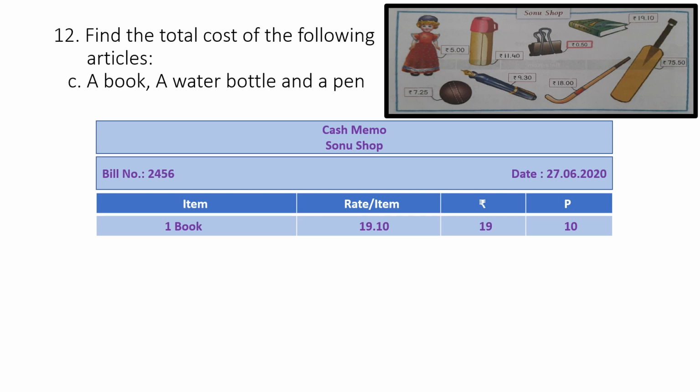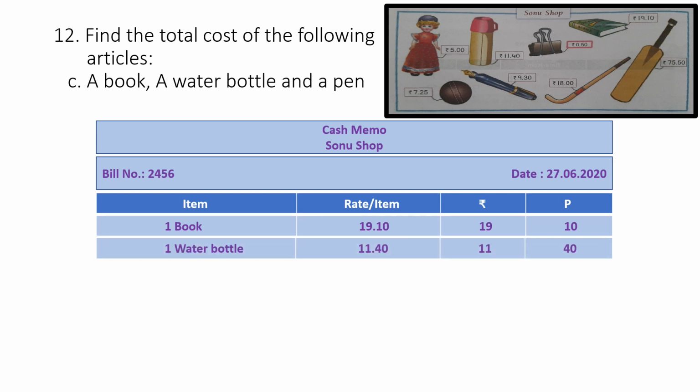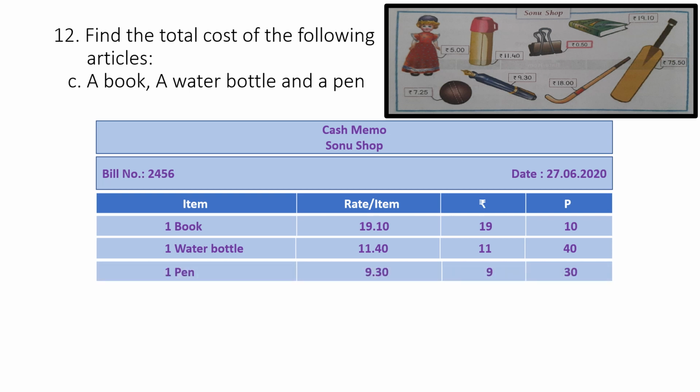And then you multiply 19 rupees 10 paisa by 1 to get 19 rupees 10 paisa. Then the second item is one water bottle. Again, the cost of it is 11 rupees 40 paisa. If I do the calculation, I get the final answer as rupees 11 and 40 paisa. Then one pen was purchased, which costs 9 rupees 30 paisa, and I multiply it by 1 to get 9 rupees and 30 paisa.